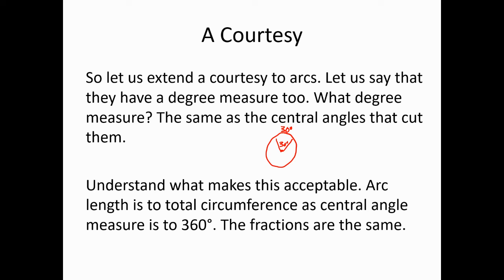That means that we have two sorts of measures of arcs. We have the length measure, which is, of course, a fraction of total circumference. And then we also have the degree measure, which is a fraction of 360, the same fraction of 360 as the central angle that cuts that arc. And we will absolutely continue to talk about arcs in both ways. We will give measures of both kinds. Mostly, we will talk about the degree measures of arcs.